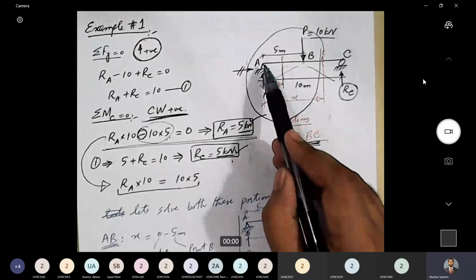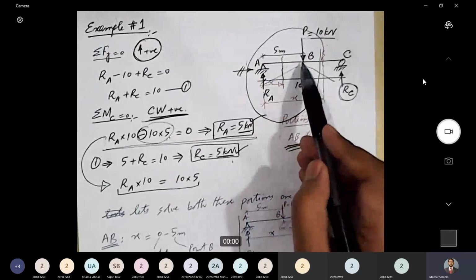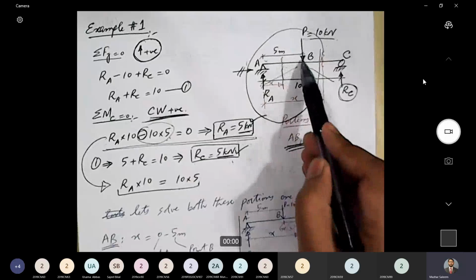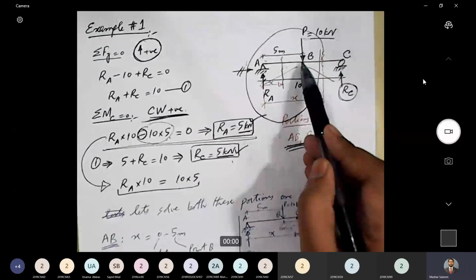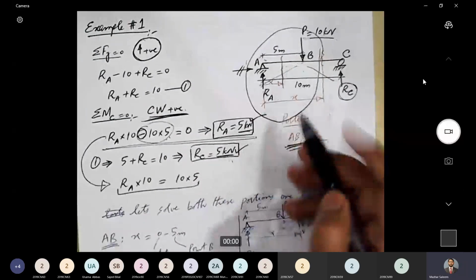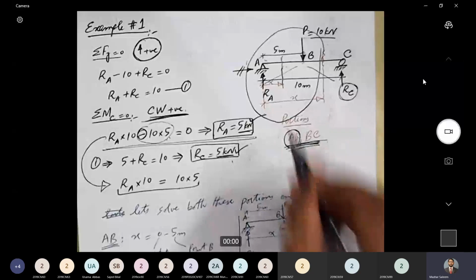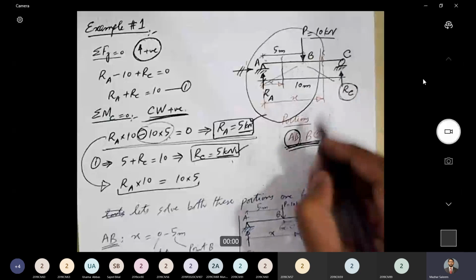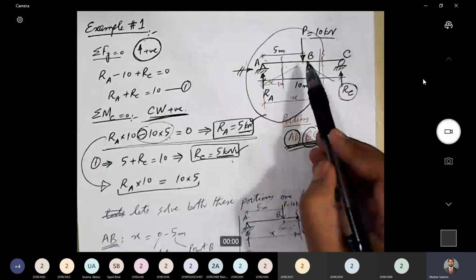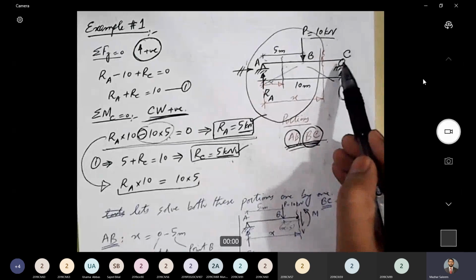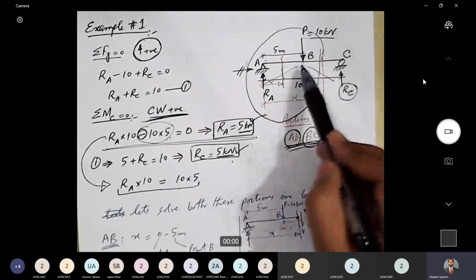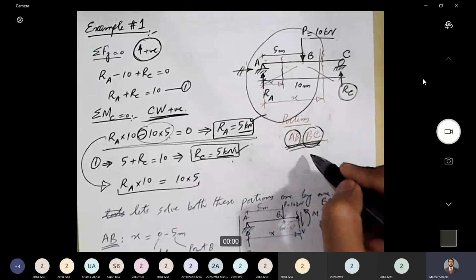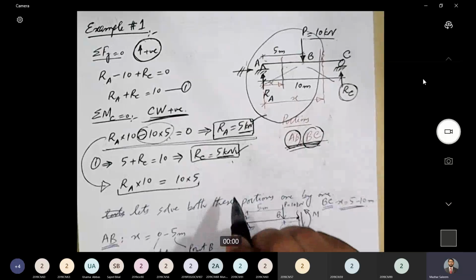So if we start from point A and we move towards point B, we do not observe any change until we reach point B. At point B, we have a point load. So this part AB can be considered as one portion. And then if we move further from B to C, we see that there is no change from B to C until we reach point C. So this part BC can be considered as another portion. So for this beam in total, we will be considering two portions, AB and BC.